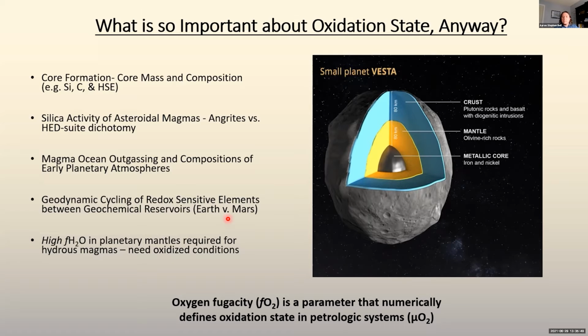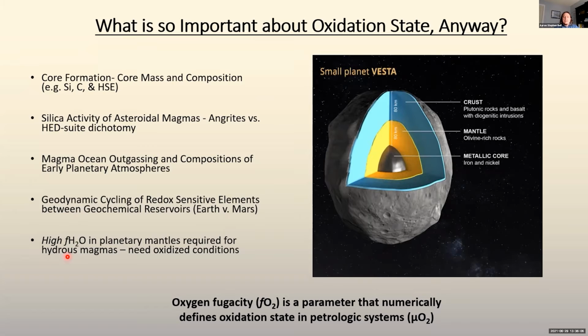And so lunar magmas basically have a very limited range of oxidation states. And so this geodynamic cycling, one fingerprint of plate tectonics might be the existence of redox diversity among basaltic magmas. And then finally, I'll just leave off with this last quick point.